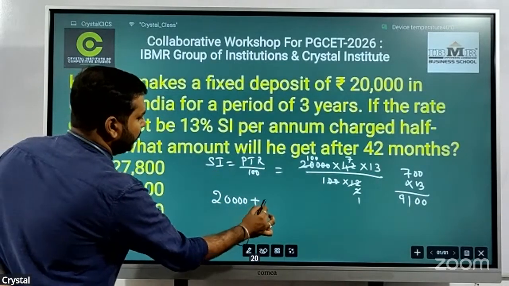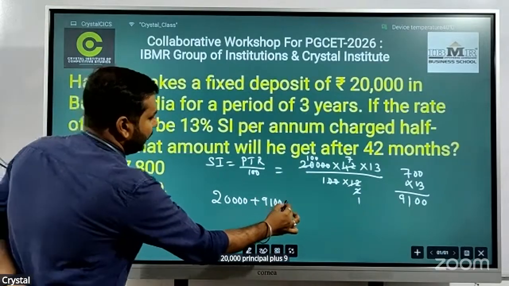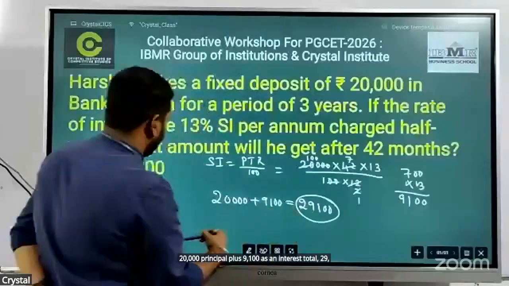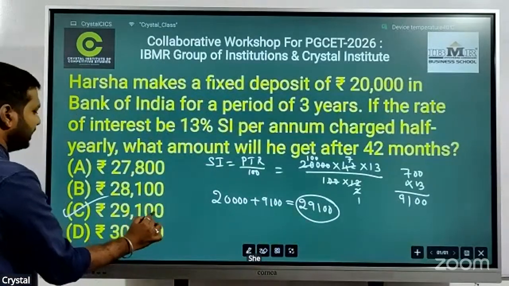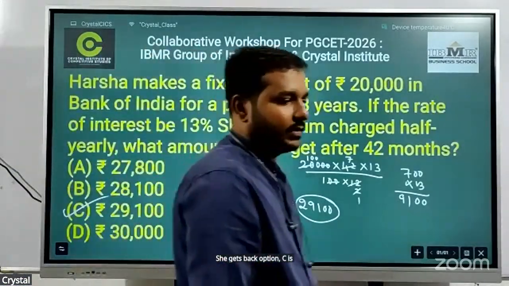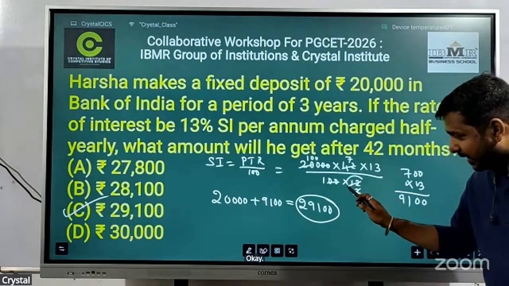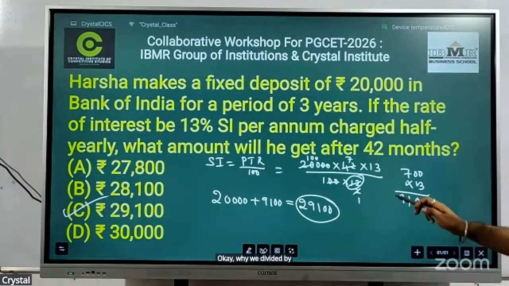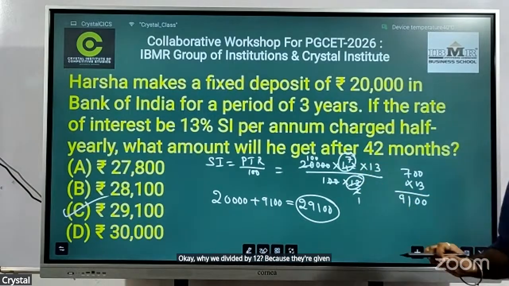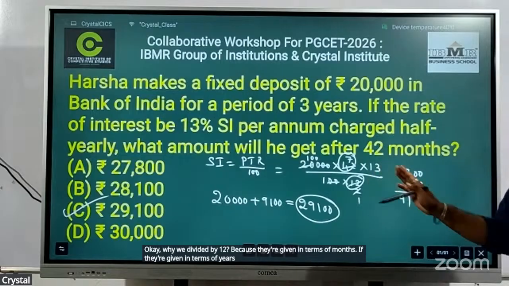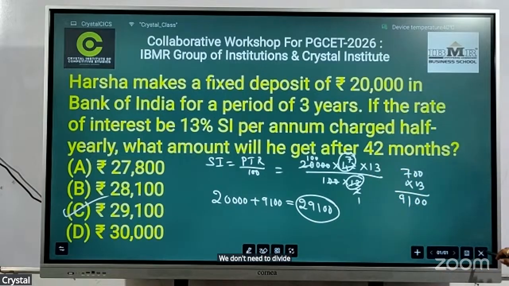20,000 principal plus 9,100 as interest. Total 29,100 she gets back. Option C is the correct answer. Option C, correct. Okay, why did we divide by 12? Because they are given in terms of months. If they were given in terms of years, we don't need to divide by 12. Okay.